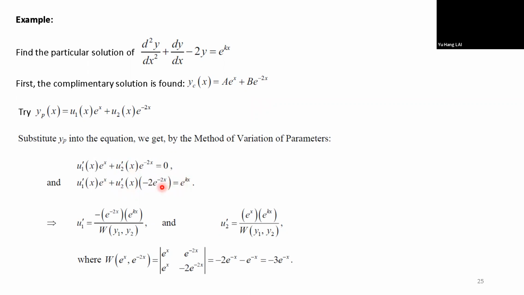Now you can find that U1 prime as a function of Y1 and Y2, which is a function of x only. Similarly, you find that U2 prime as a function of x also. And the Wronskian is this one. So basically what you have here is just a bunch of exponential functions.